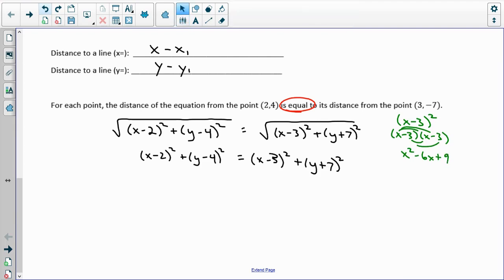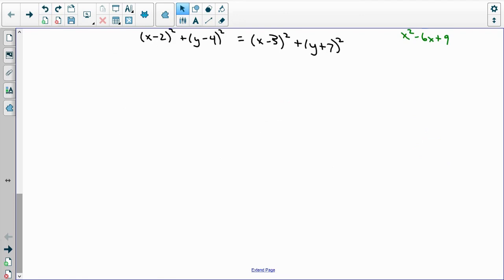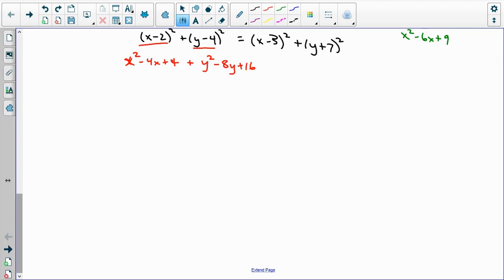I just don't want to forget and have us not be aware of what's going on. But since that's going to happen a whole lot in this lesson, I don't want to have to do that every time. So I'm just going to tell you that we have x squared minus 4x plus 4 when I distribute that one, plus y squared minus 8y plus 16 for that one, equals x squared minus 6x plus 9 plus y squared plus 14y plus 49.